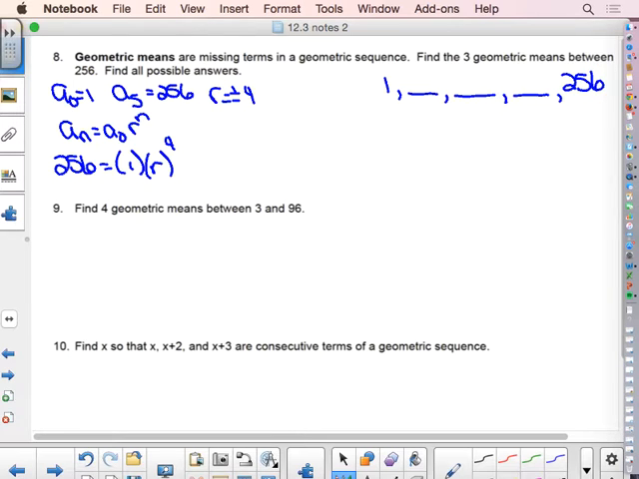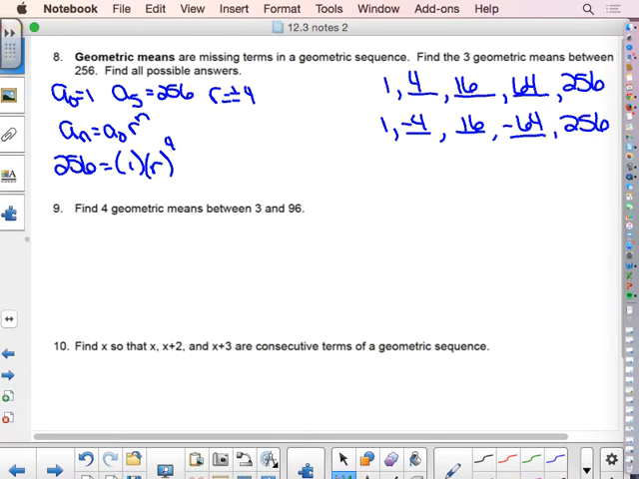When I substitute that back in, I'm going to get 1, 4, 16, and 64, or I will have 1, negative 4, 16, negative 64, and 256. So when you're looking for those geometric means, you have to find your common ratio, then take your common ratio, multiply it by the previous term to get the next term.